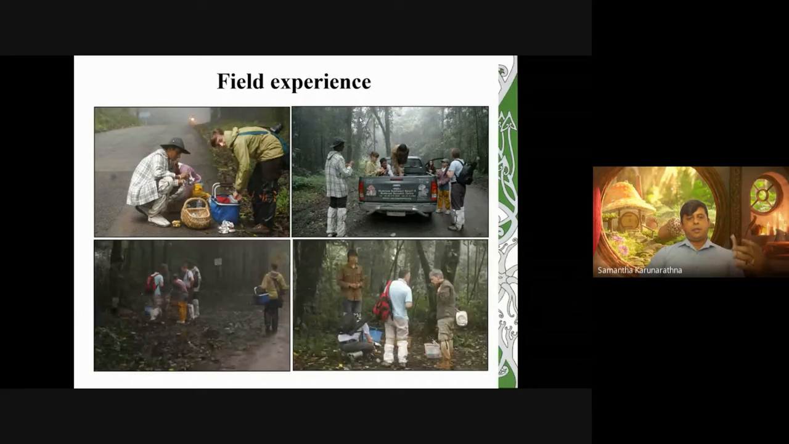And I must say the field experience is also very important when you come to mushroom identification. As I mentioned earlier, overnight you cannot be a mushroom expert. So you need a lot of experience in the field. So try to go into the field and collect some mushrooms and try to see whether you can identify them based on the different characteristics I showed.